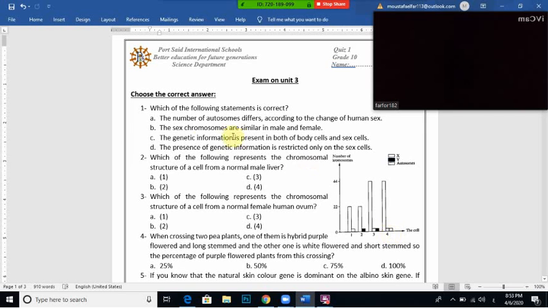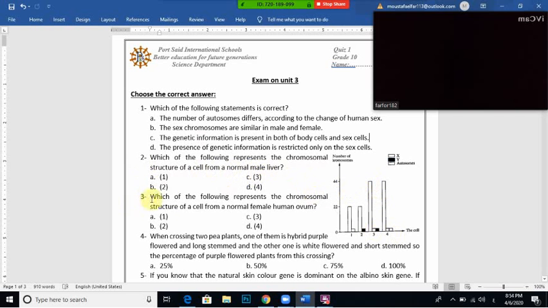So let's get back to our question. Which of the following represents the chromosomal structure of a cell from a normal male liver? This means it's a normal somatic cell. The somatic cell of the male genetic structure contains 44 autosomes and XY. So the answer is C. The normal male somatic cells contain 44 autosomes and XY sex chromosomes.